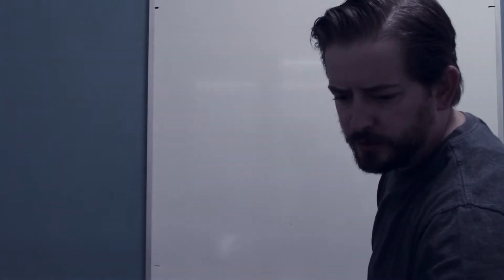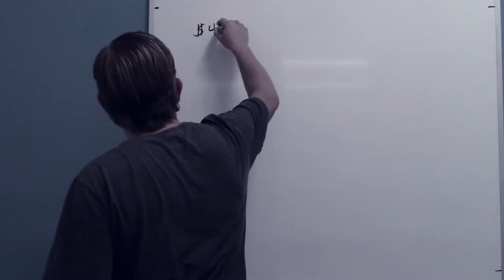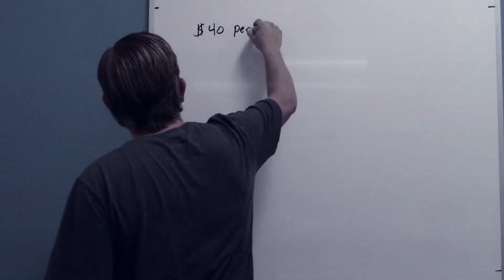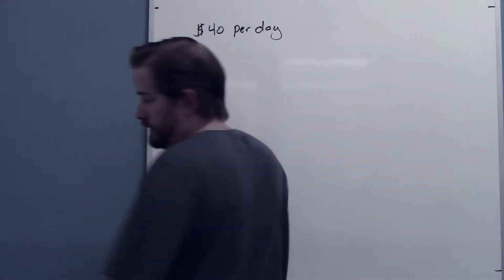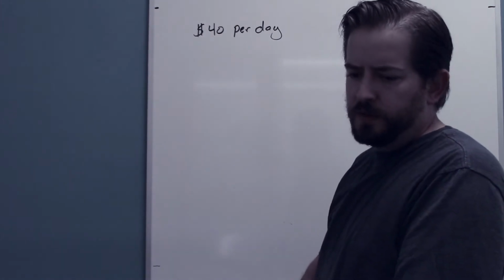All right, let's look at the example from the reading down below. It says American Rentals charges $40 per day for a car rental. So they charge $40 per day, plus 25 cents per mile.